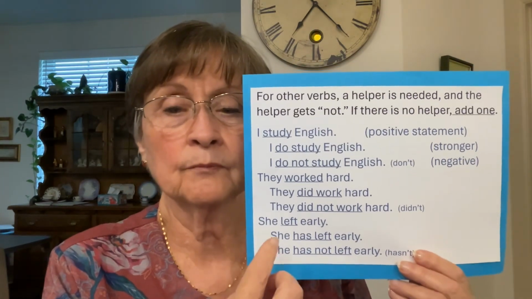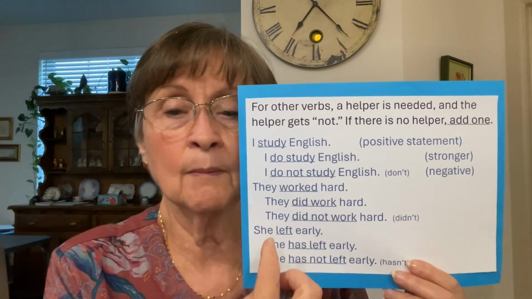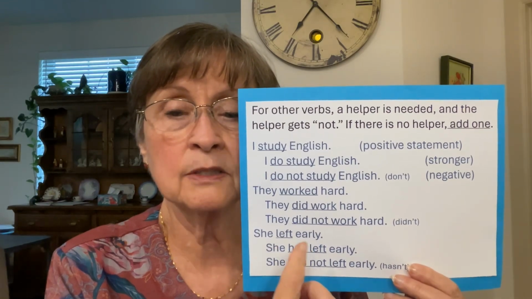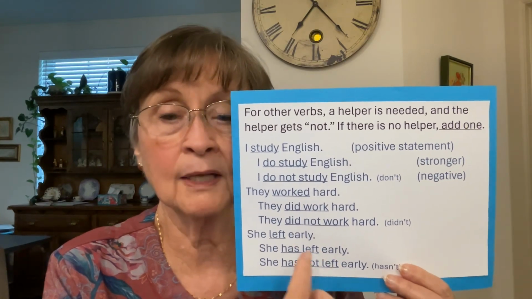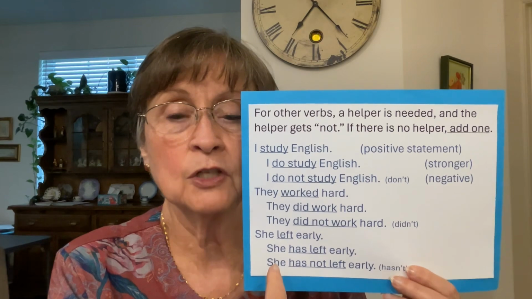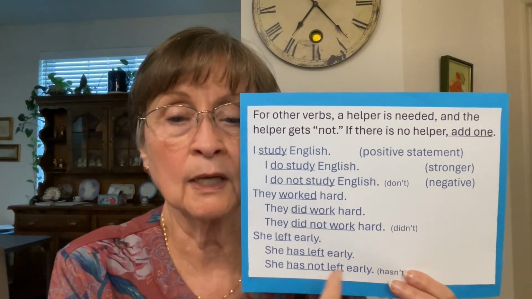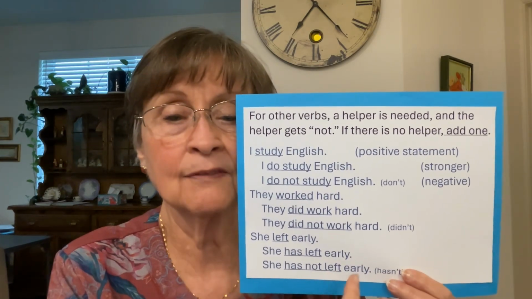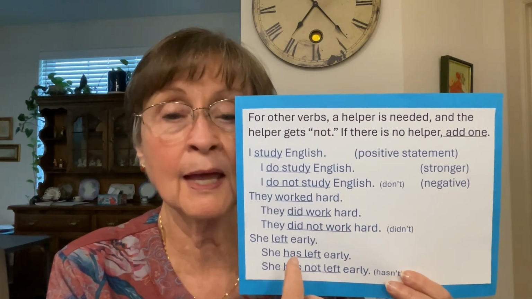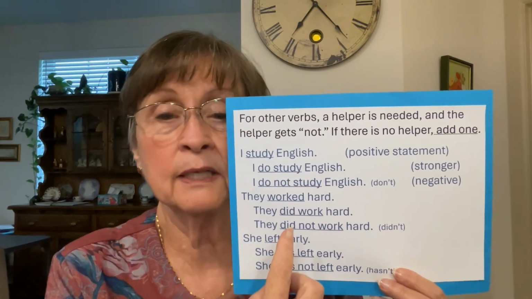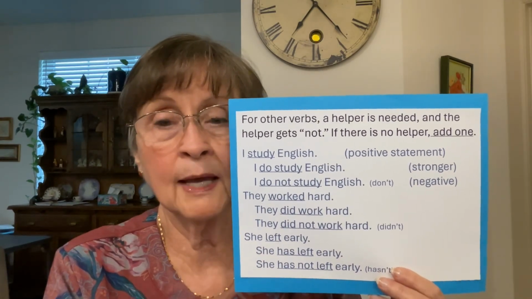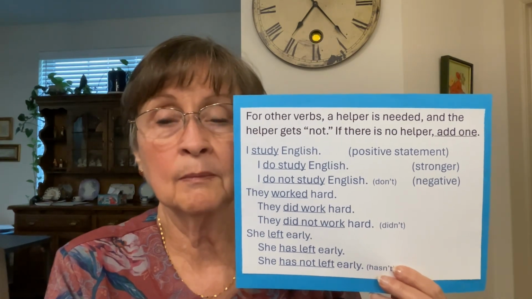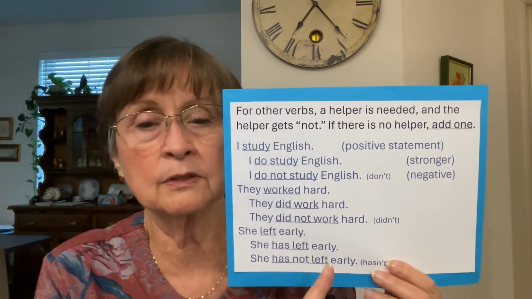This is just a past, but if I make it a general past, she left early. She has left early. Now I have a helper. She has not left early. She hasn't left early. So has works as a helper. Did and do work as helpers. And we know how to do am, is, are, was, were to make them into these kinds of sentences.